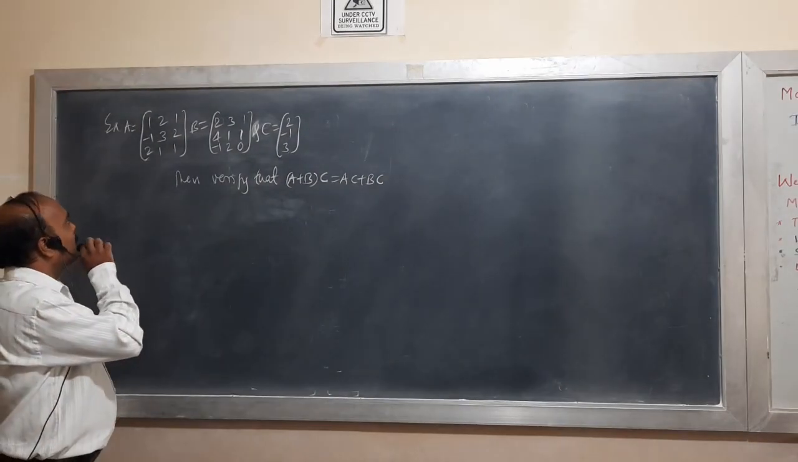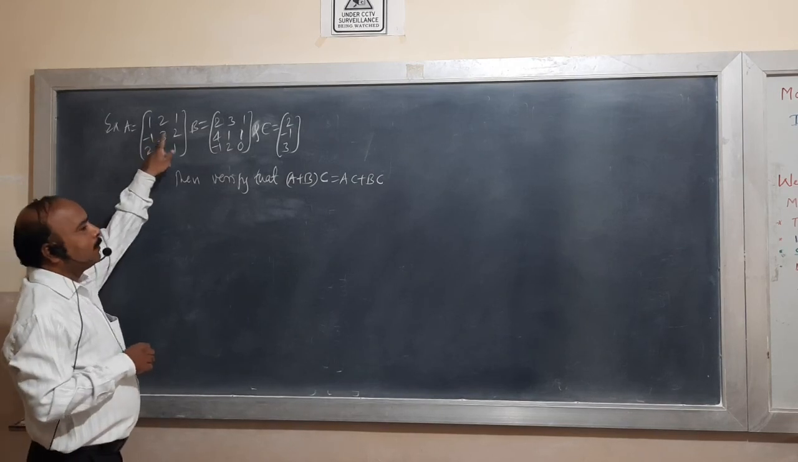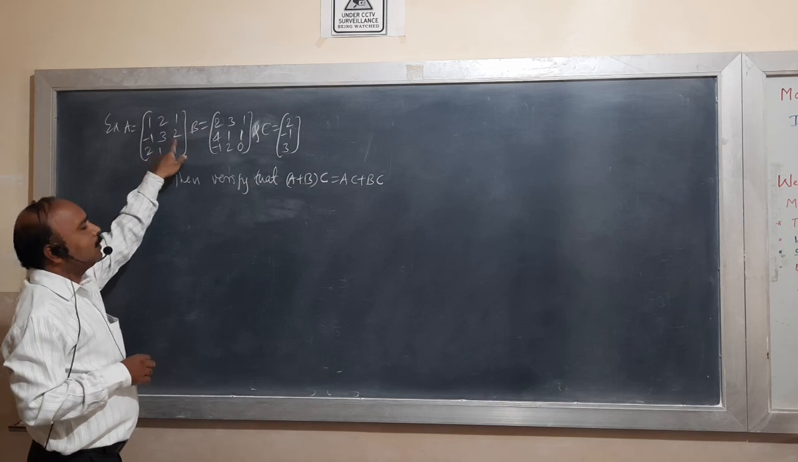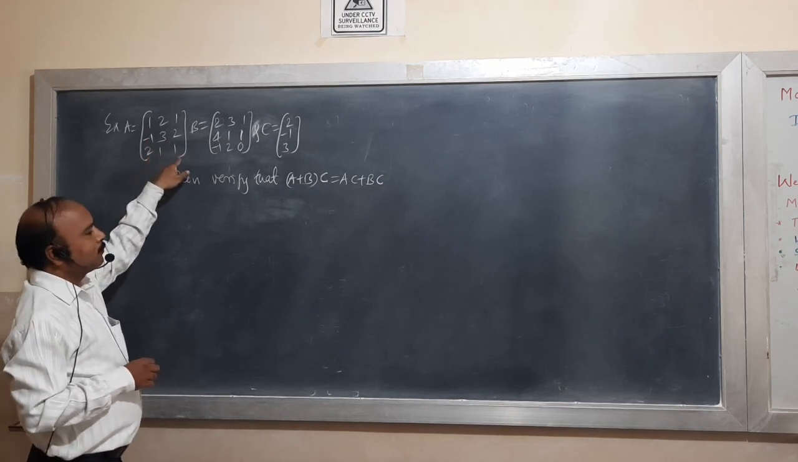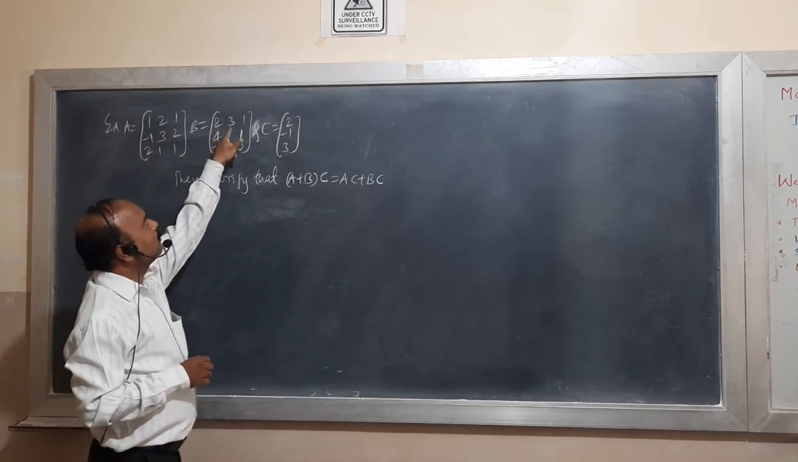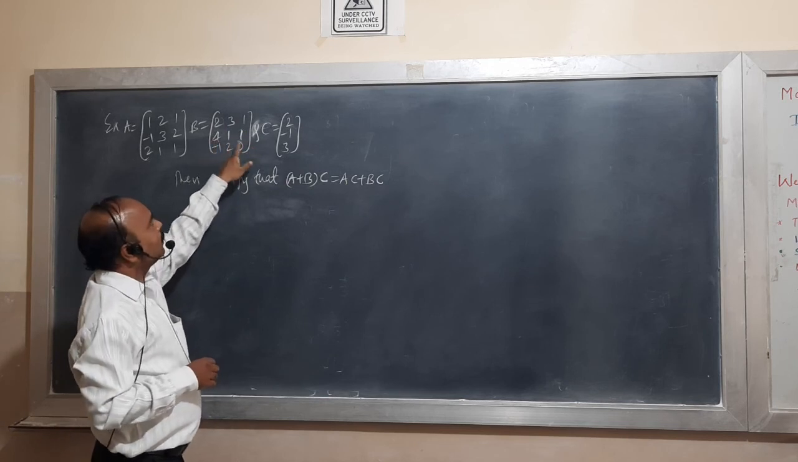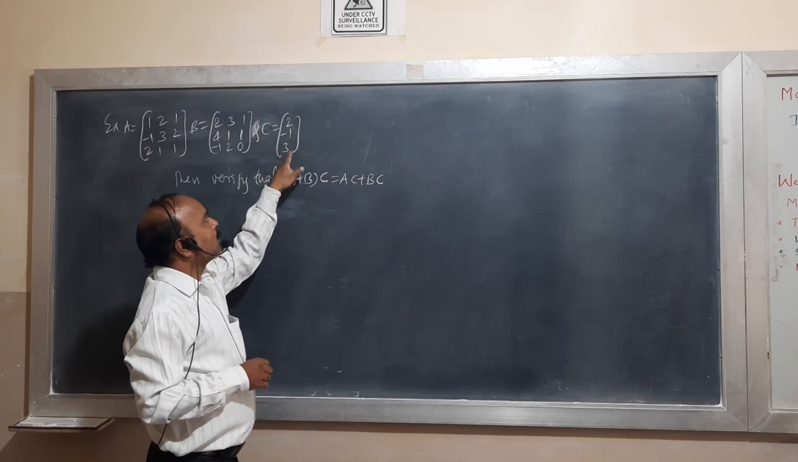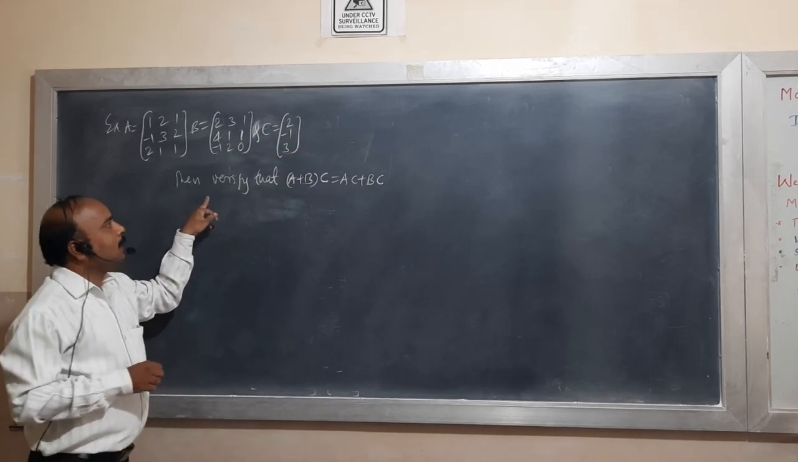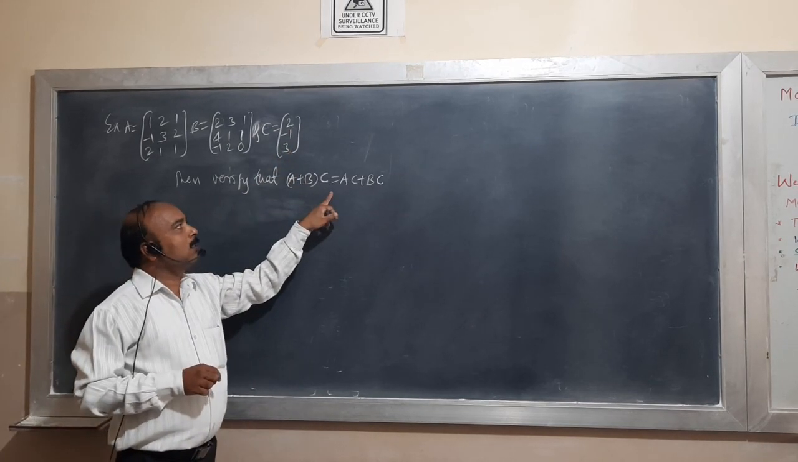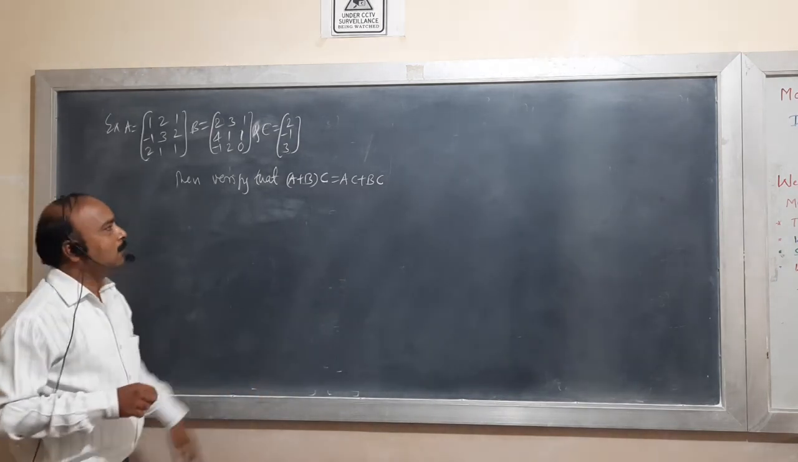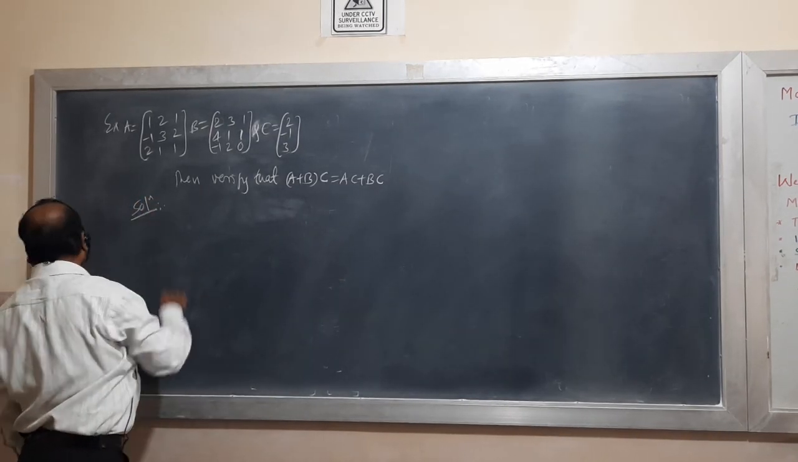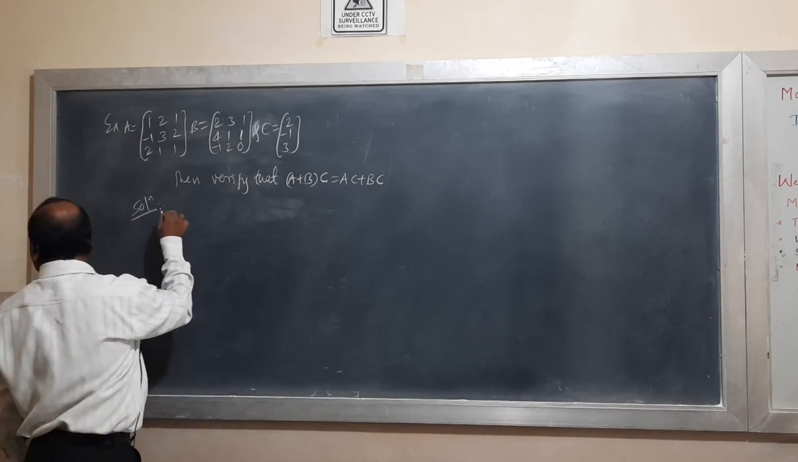Next we go for another example. It is similar to the last question. A equal to [1, 2, 1; minus 1, 3, 2; 2, 1, 1], and B equal to [2, 3, 1; 4, 1, 1; minus 1, 2, 0]. C equal to [2; minus 1; 3]. Verify that (A plus B) into C equal to AC plus BC. Now we go for left hand side. After that we go for right hand side.